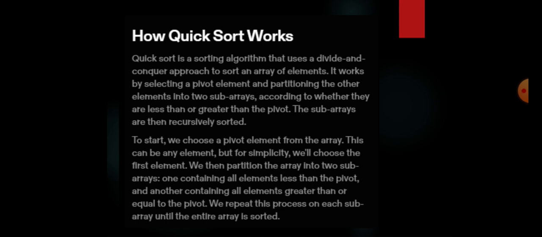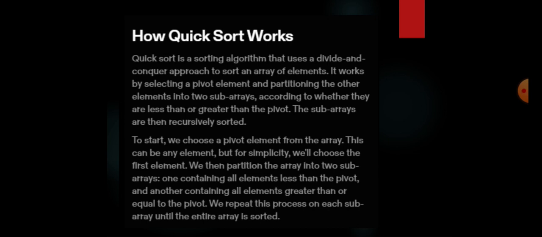So how does quicksort work? Quicksort is a sorting algorithm that uses the divide and conquer approach. What is the divide and conquer approach? The entire problem is divided into several sub-problems, we solve the sub-problems separately, and finally we merge them into a single solution. For quicksort also, we use this divide and conquer approach.